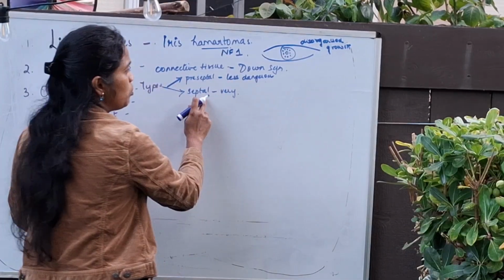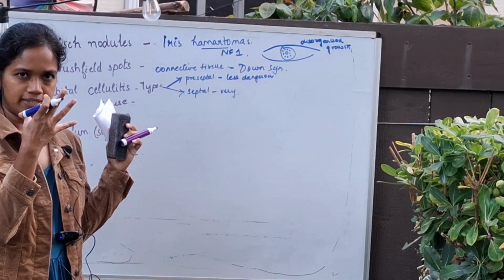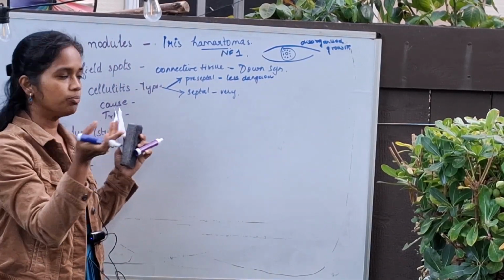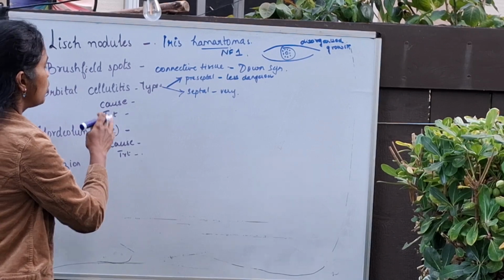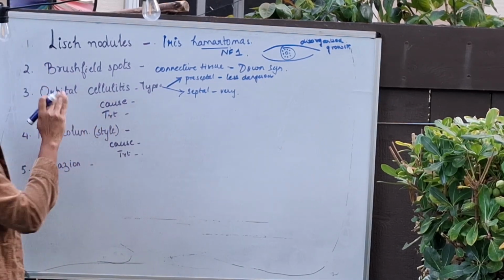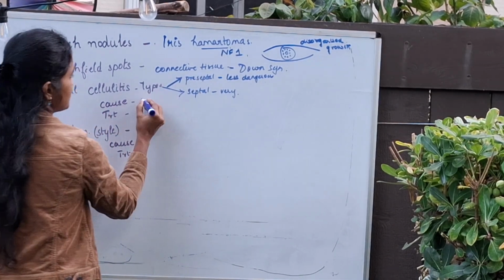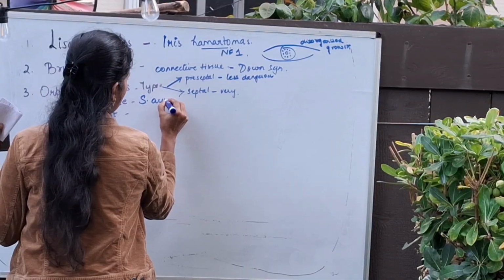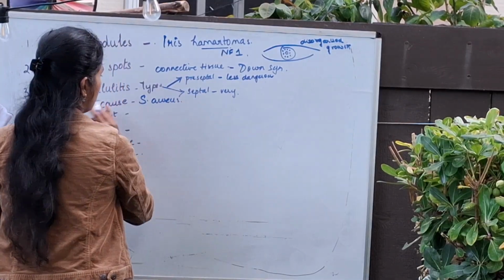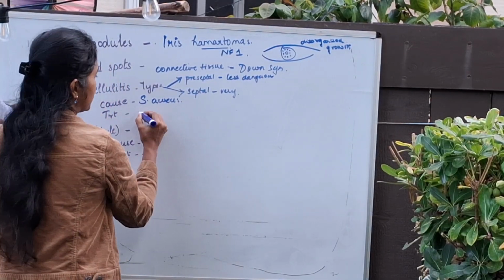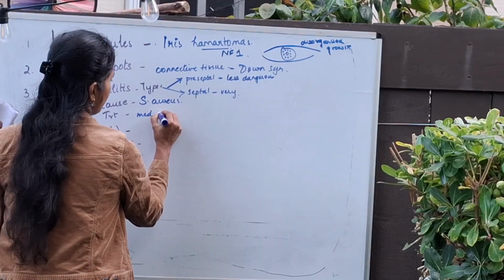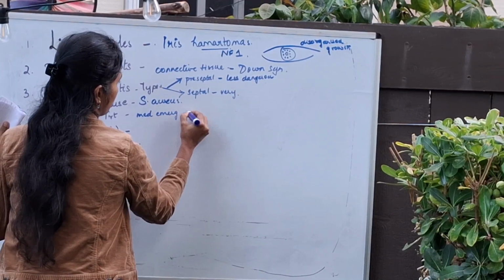They might give you a picture of postseptal orbital cellulitis and ask you for the condition, which is orbital cellulitis. What is the cause? The most common organism causing orbital cellulitis is Staph. What is the treatment? Orbital cellulitis is a medical emergency. It has to be treated with IV antibiotics.